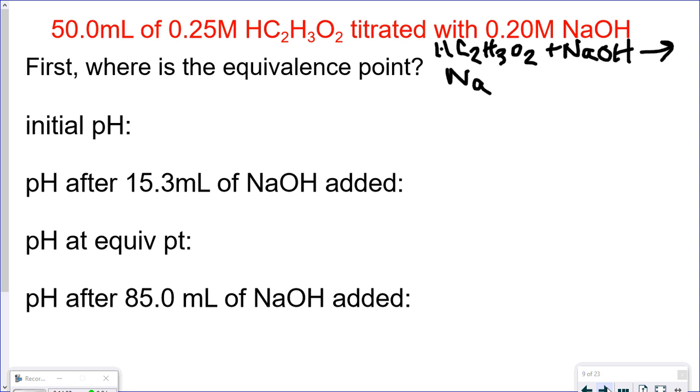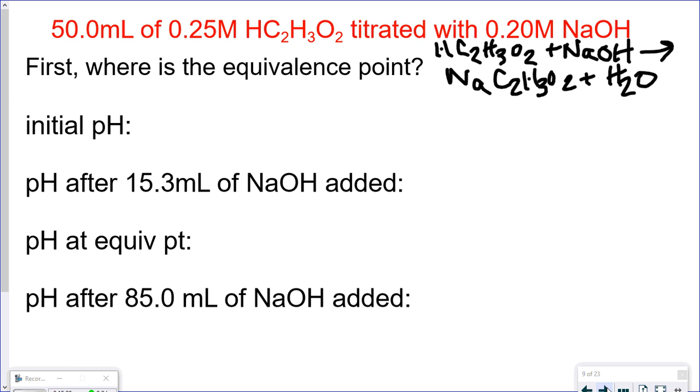Will produce the sodium acetate and water. So this is going to be a 1-to-1 ratio, so we don't have to worry about any of that stuff. For the equivalence point in our titration, you can simply do a stoichiometry problem.